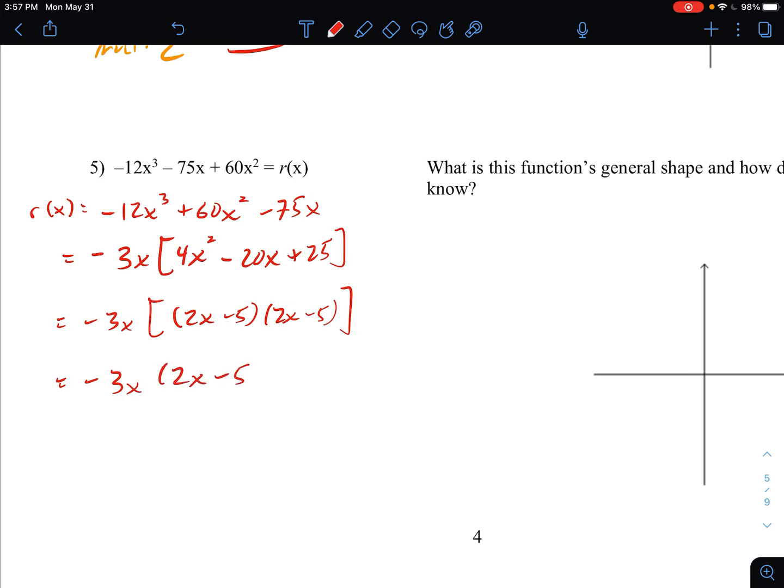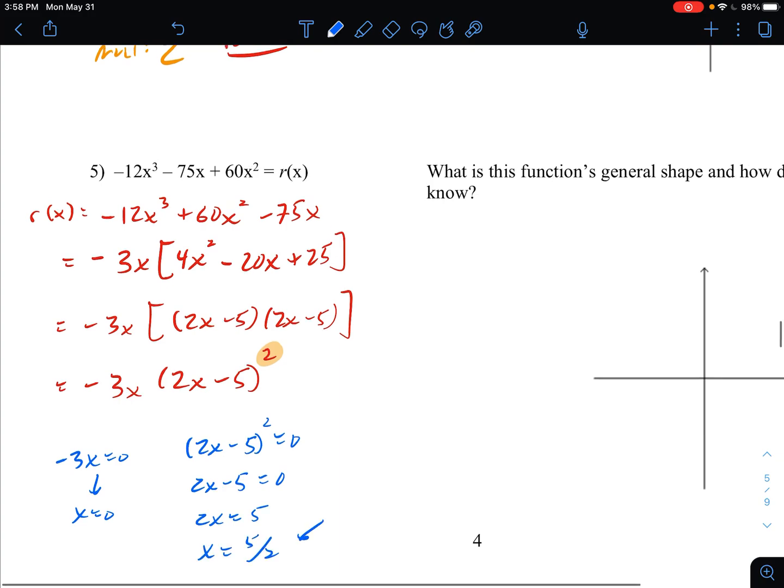So here is our factorization. We'll notice again an even power. So we have multiplicity of 2. We have a touching x-intercept. So by the factorization, either negative 3x is equal to 0, which means x is 0, or 2x minus 5 squared is equal to 0, which means 2x minus 5 is equal to 0, which means 2x equals 5, which means x equals 5 halves. And this is a touching x-intercept.